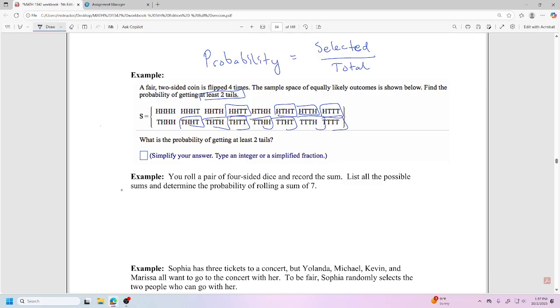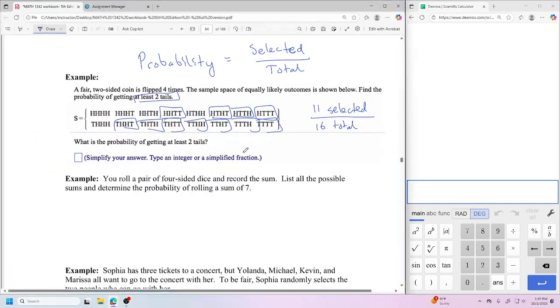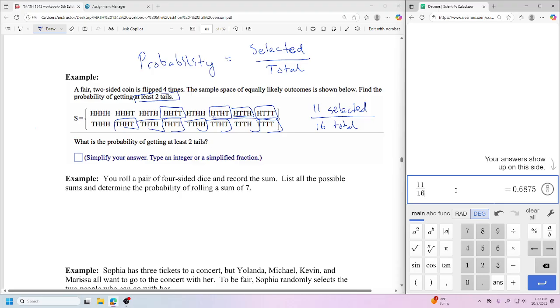So I'm going to count up how many I have selected. 1, 2, 3, 4, 5, 6, 7, 8, 9, 10, 11. 11 selected. And what's my total? 16 total. Basically, at this point, I'm just going to go to Desmos and put that in. So 11 over 16 is that much, and we're done. That's the entire problem.